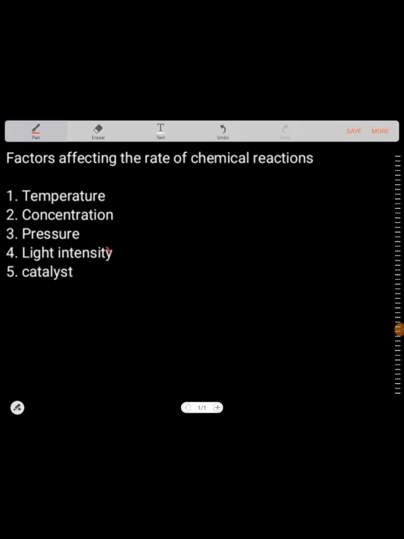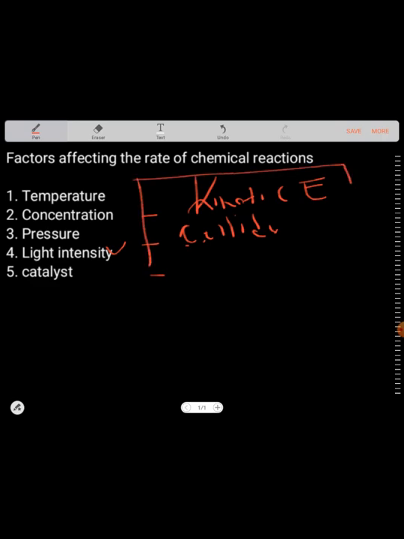Light intensity. How does light intensity affect the rate of a chemical reaction? When there's high light intensity, the particles gain more kinetic energy. When they gain kinetic energy, they are going to collide frequently or effectively. Now once they collide effectively, those particles are going to speed up the rate of a chemical reaction. At low light intensity, it's the opposite.